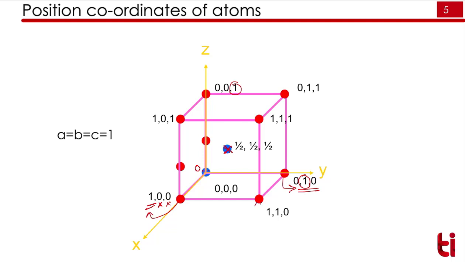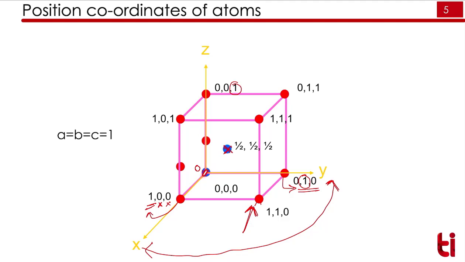For example, for this atom, it lies between the x and y plane. The position coordinate of x is equal to 1 and the position coordinate of y is equal to 1. So how to get this? First you have to start from the origin, and we have to go to this point. So we have to go along the x-axis, then along the y-axis and then along the z-axis to find out the position coordinate.